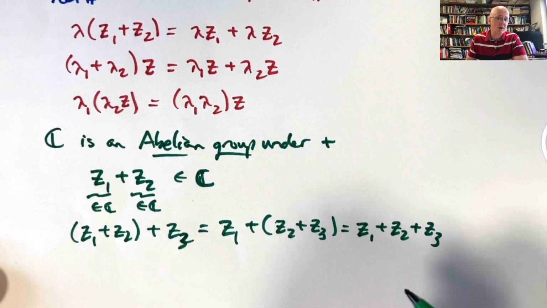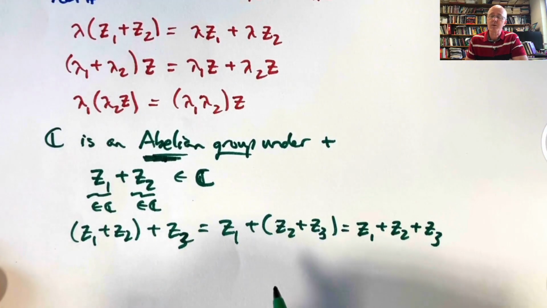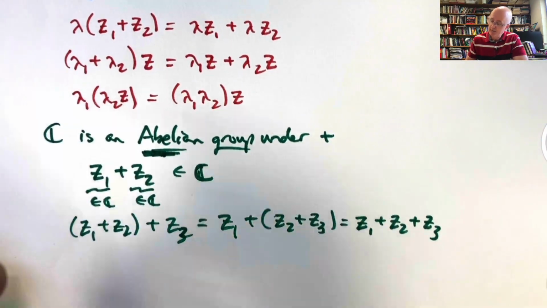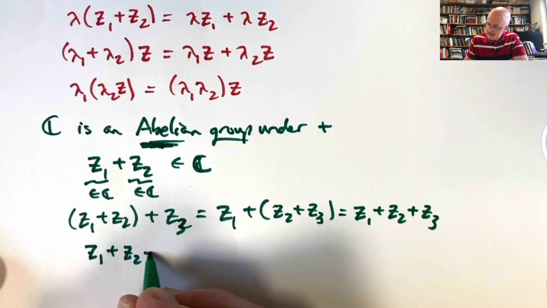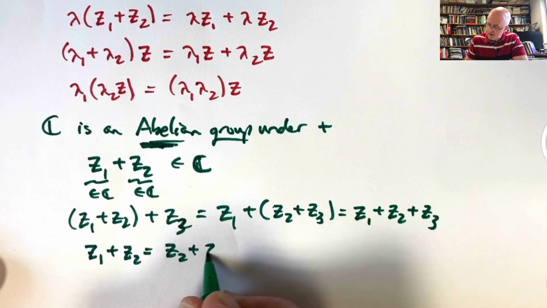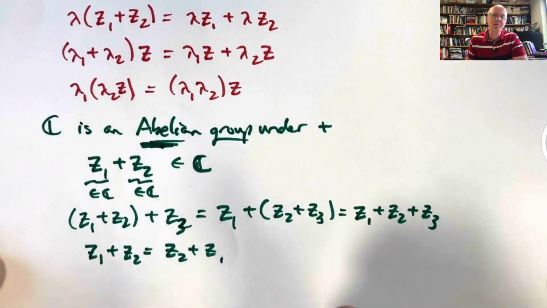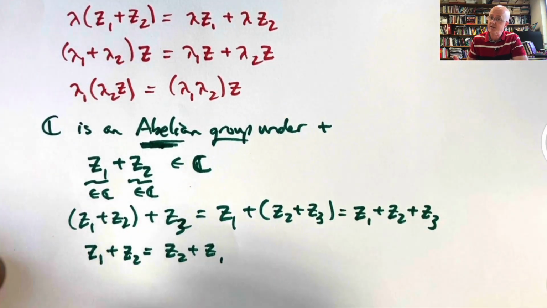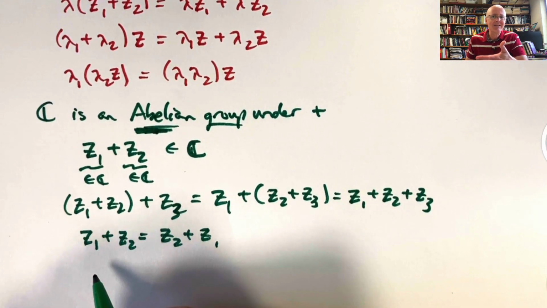That's an associative property. Being an abelian group, emphasis on the word abelian, also means we have a commutative property. z1 plus z2 is the same as z2 plus z1. Why do these things work? Again, you can go back to the definition of complex number addition in terms of real and imaginary parts. I would encourage you to do it on your own. It's not too hard.